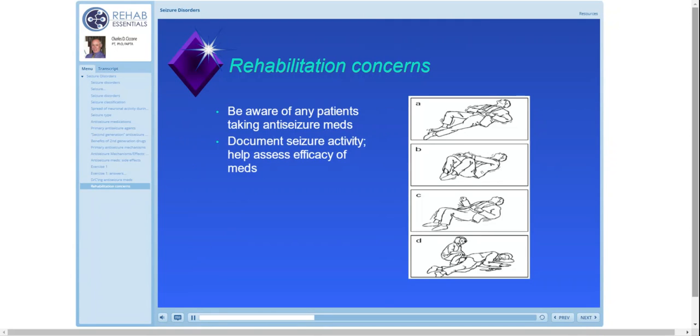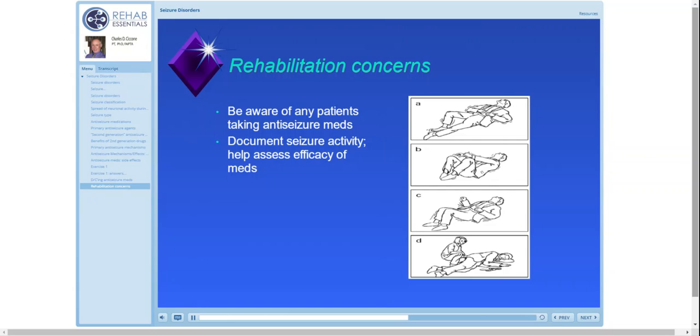Secondly, we're in a really good position to help document seizure activity and help determine if the medications are effective. This is especially true in children, where if you're working with a child on a regular basis, you may notice a subtle but regular increase in the number of seizures. Now, of course, some of these seizures are rather subtle, and unless you actually have your hands on the child and notice a change in tone or a change in affect or the fluttering of the eyes, we may simply miss that seizure. So we're in a really good position to pick up on when seizure activity starts to increase.